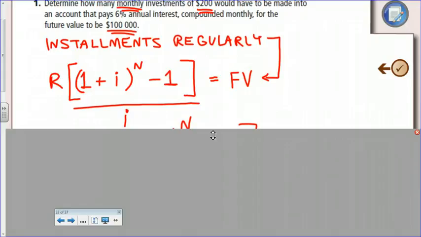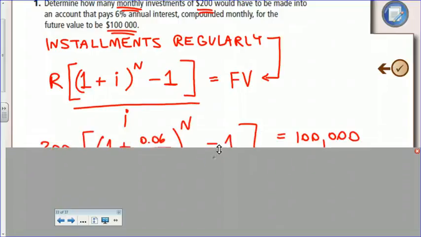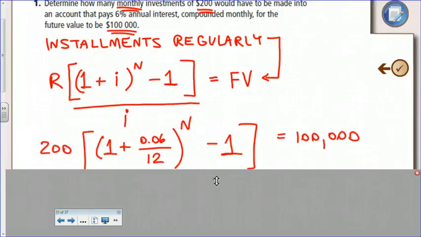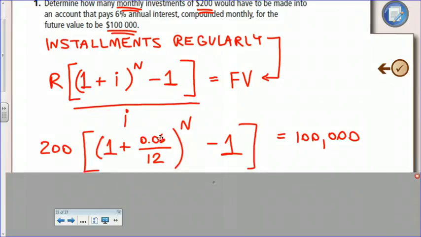Interest rate. Robert, what's your interest rate? 0.06, that's right. Compounded monthly. Monthly, so what do we have to do to the interest rate, because the interest rate is always yearly? Do we have to divide by 12? Okay, so that is because, notice here it says 6% annual, once per year. We need to compound monthly, so we always take the rate and divide by the number of times per year, in this case 12.